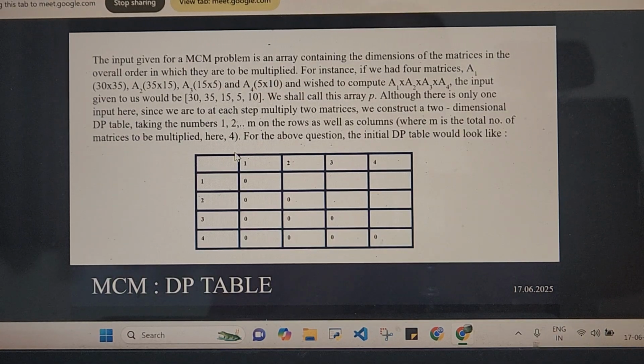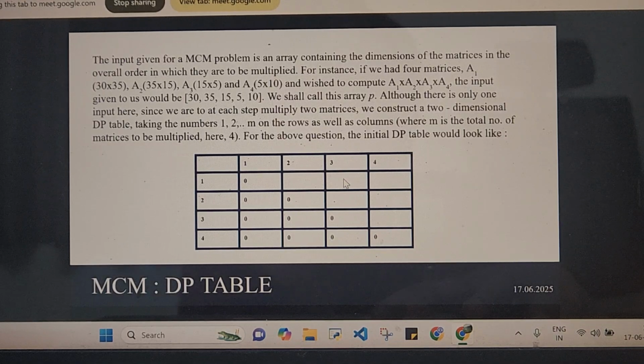Overlapping subproblems. If you want the solution for a sequence of k matrices, you should first know the solution for a sequence of k minus 1 matrices. So every diagonal here represents a sequence with a specific number of matrices. If you look at 1 of 2, it is just A1 into A2. 2 of 3 is A2 times A3. 3 of 4 is A3 times A4. So the first diagonal, every element there is going to be the product of just two matrices.